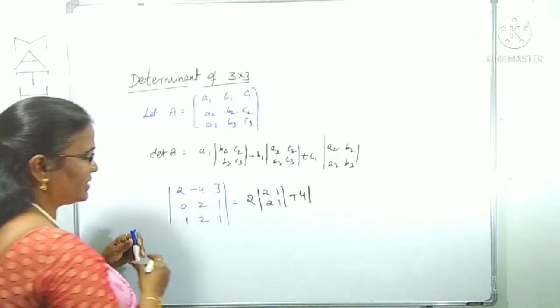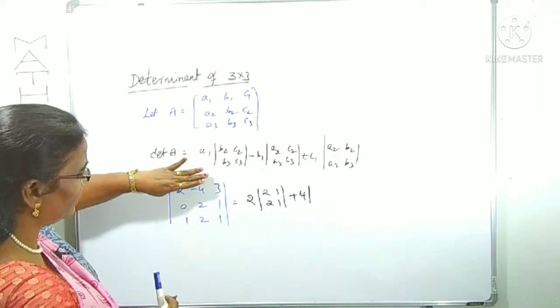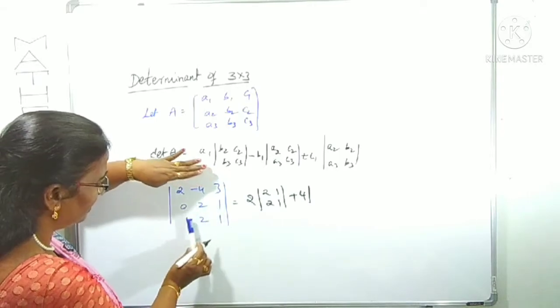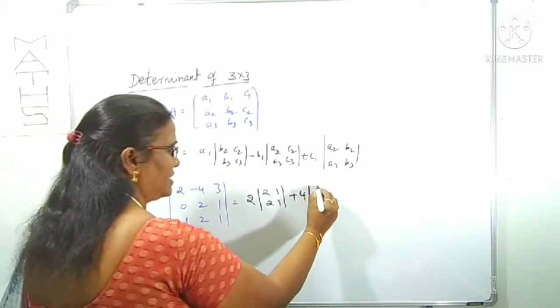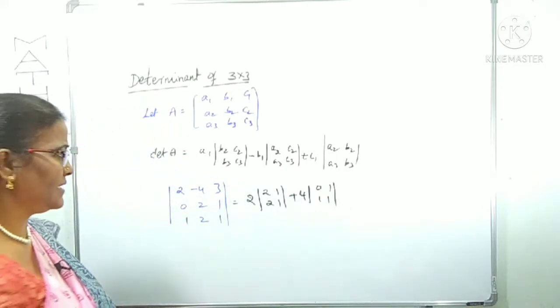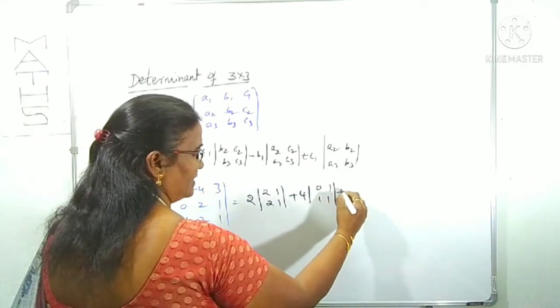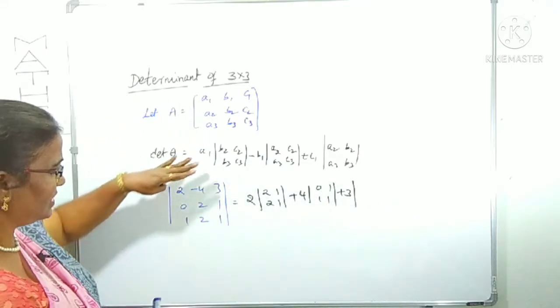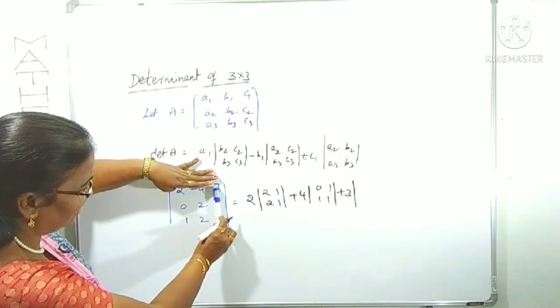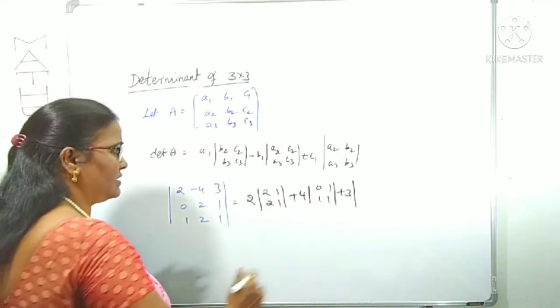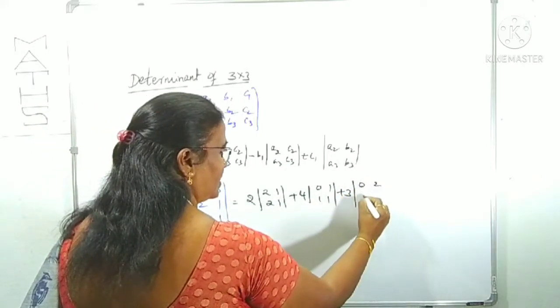Next, closing the -4, which is available in the first row and the second column. Closing these, what is left out? 0 1 1 1. That's the determinant 0 1 1 1. Yes, can you guess the next? Yes, +3. Which row is the element 3 in? First row, last column. After closing these, what are the left over? 0 2 1 2. That's the determinant 0 2 1 2.